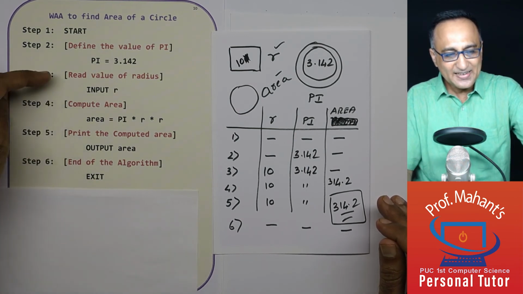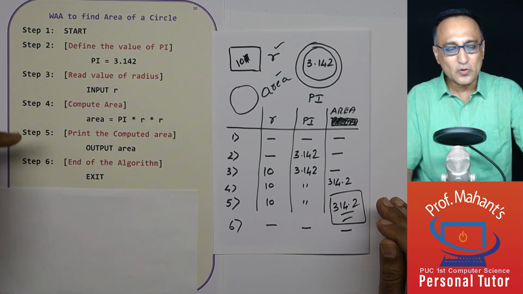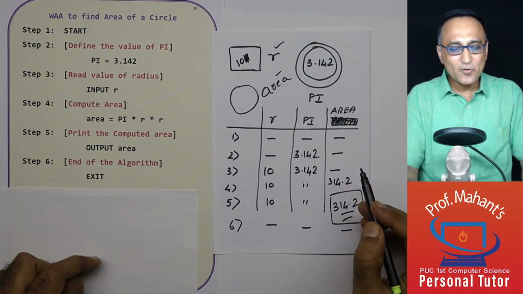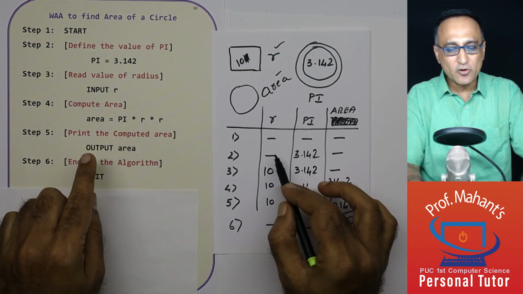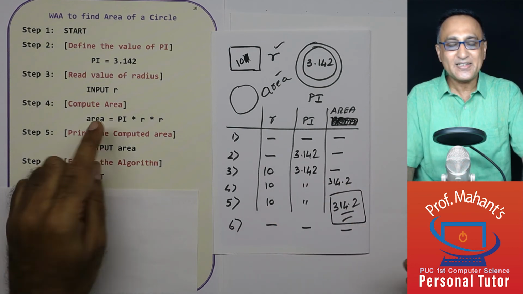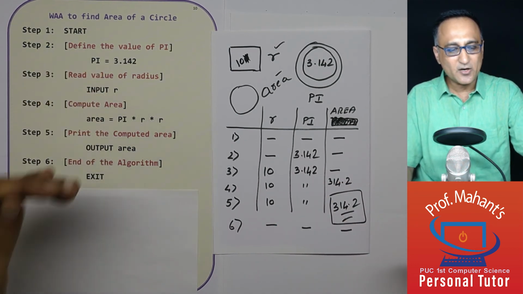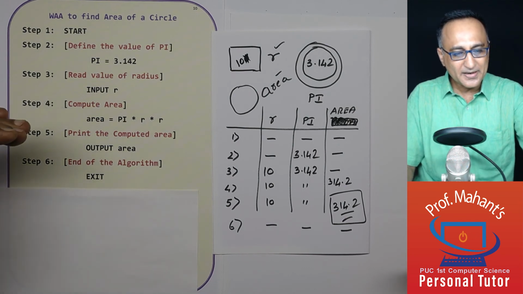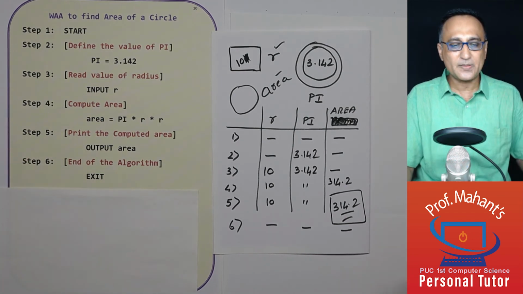Let us say I had interchanged step 3 and 4. I had put step 4 before step 3. What would happen? Area would be calculated wrongly because I do not have the value of radius yet. So that is how you understand how to develop logic. So develop this practice to write the logic one step at a time.